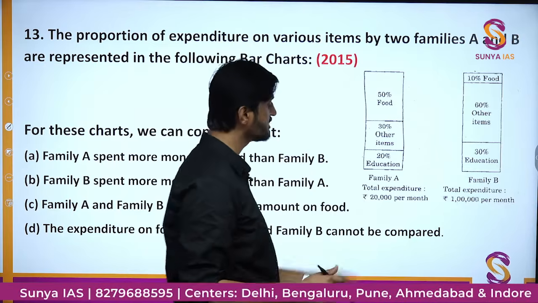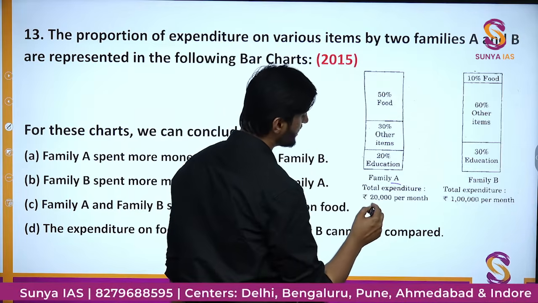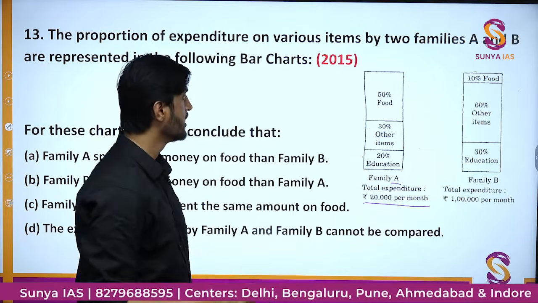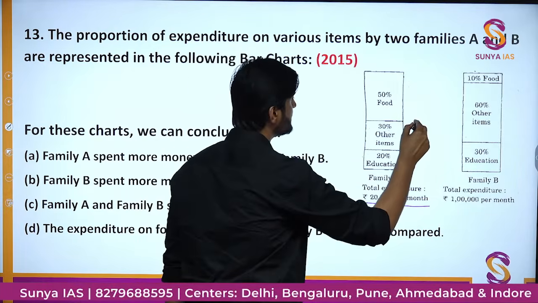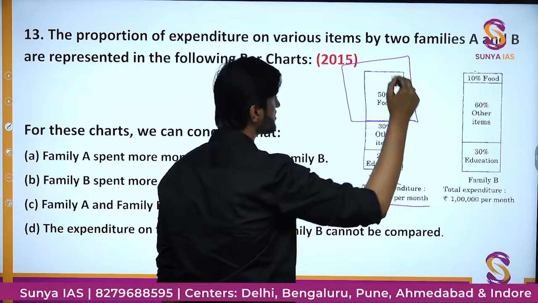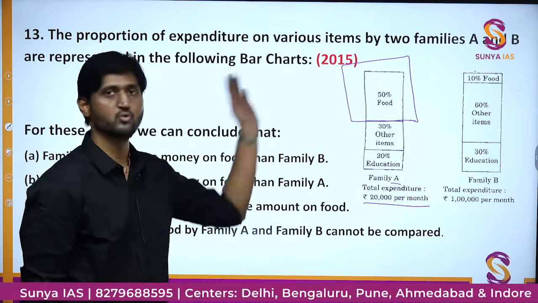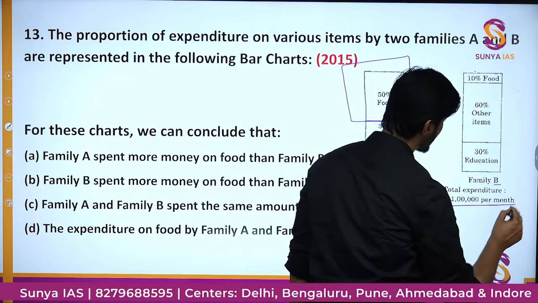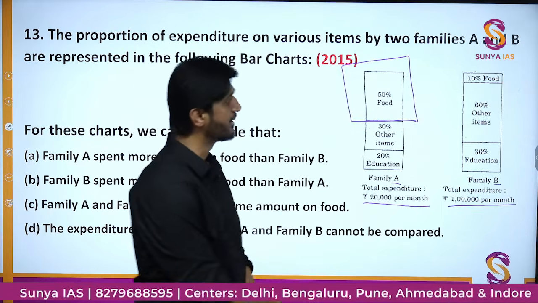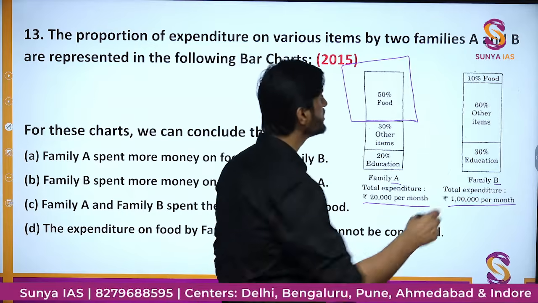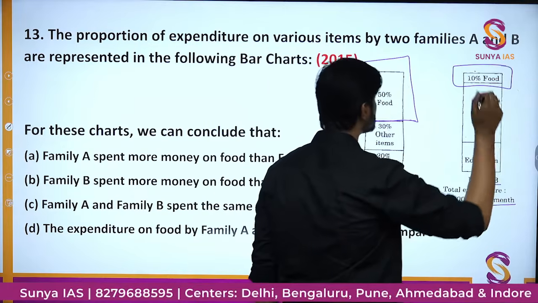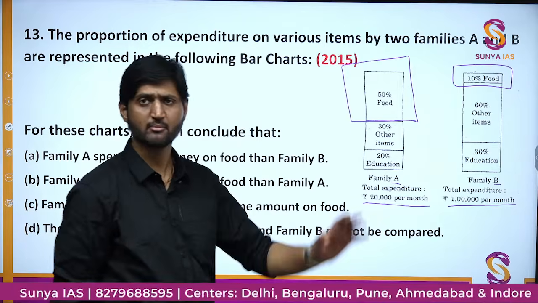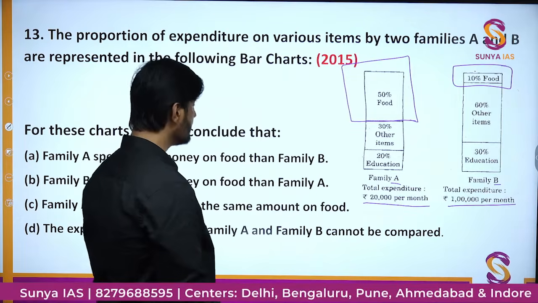So if you look at this family A, it is actually having rupees 20,000 per month as the income, but they have to spend a large chunk of their money, 50% of their total income, on food. On the contrary, we have a family B which is earning rupees 1 lakh per month, so it is a richer family, and it is spending only 10% of its total amount on food. So that is the basic GS concept. Nothing much important here, just I am telling for your information.